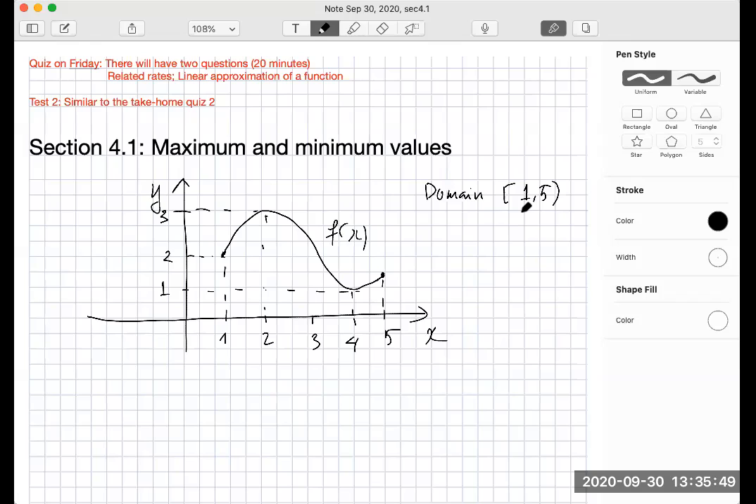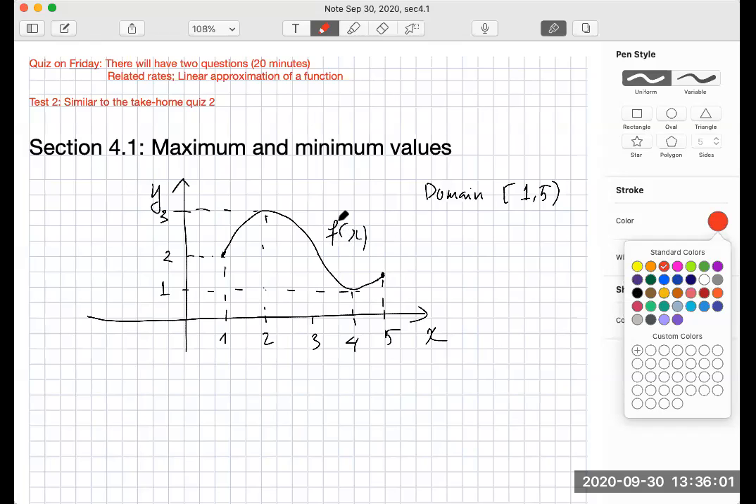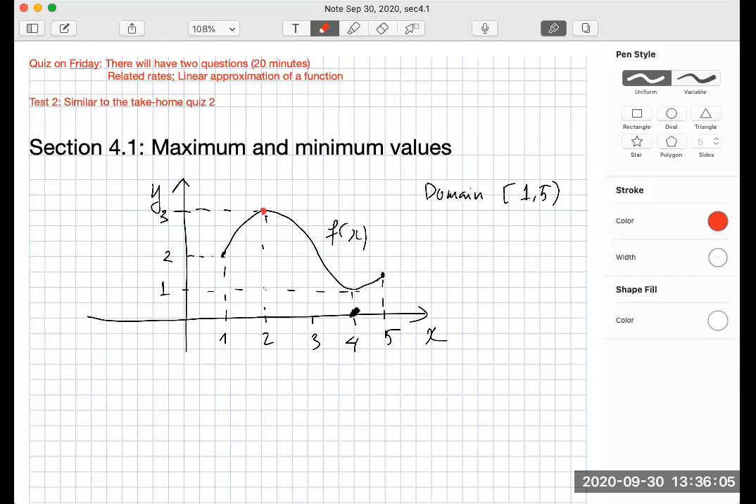Can anybody tell me what is the maximum value of the function f here? The highest value of the function f? 3. Perfect, thank you. This point, right? And the lowest value of f? 1. Very good. So, thank you.